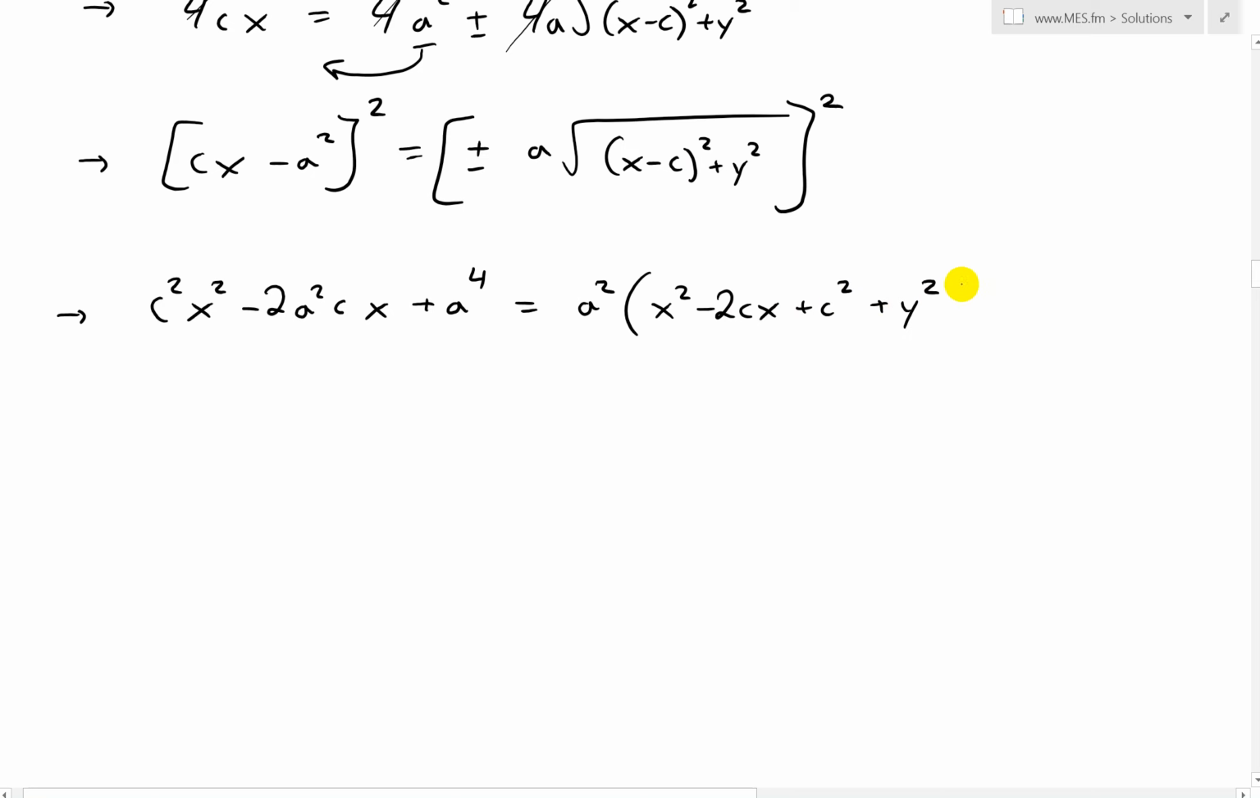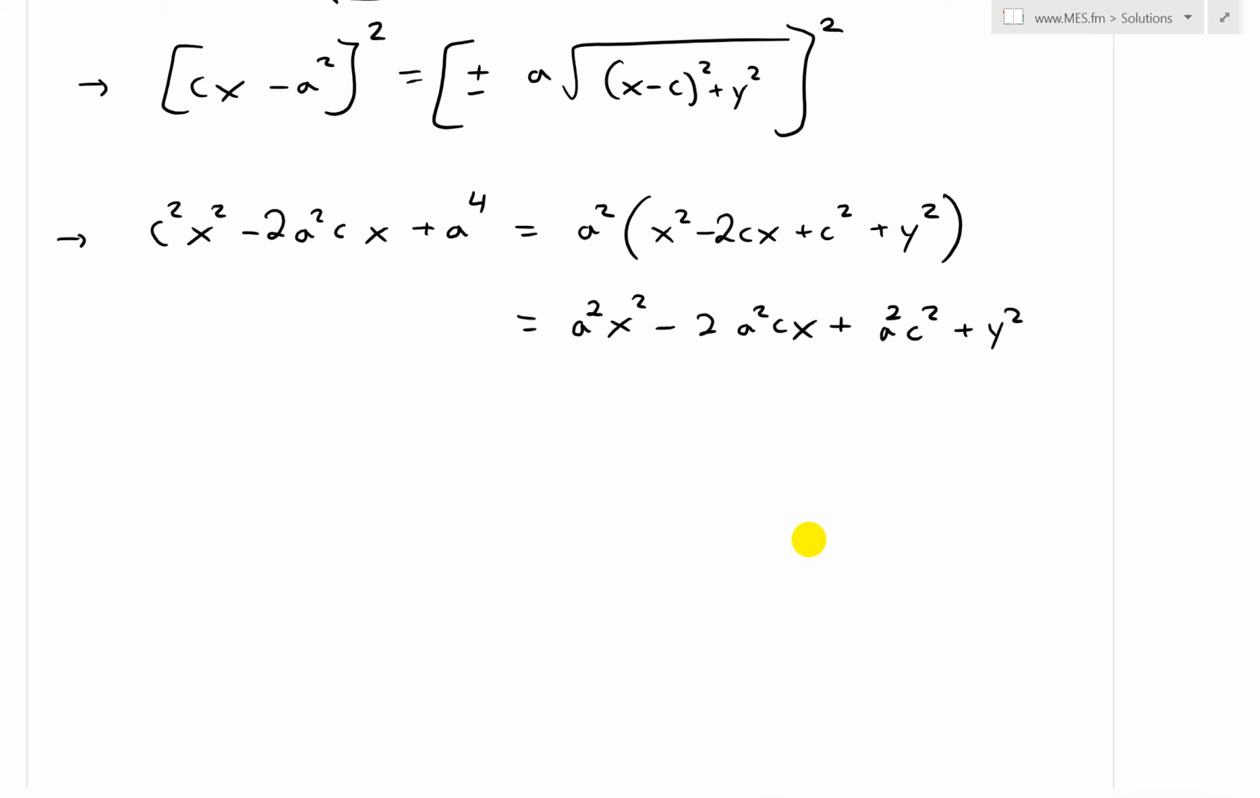Yeah, so now we have this. Then we just multiply the a inside and cancel some like terms. Let's write this on this side. a squared x squared minus, now we have a minus this right here. This is going to be 2a squared cx plus a squared c squared. Then plus this y squared over there. Yeah, now what we can do is cancel some terms. We can cancel this one and this one, and in fact, that's the only one we can cancel right now.